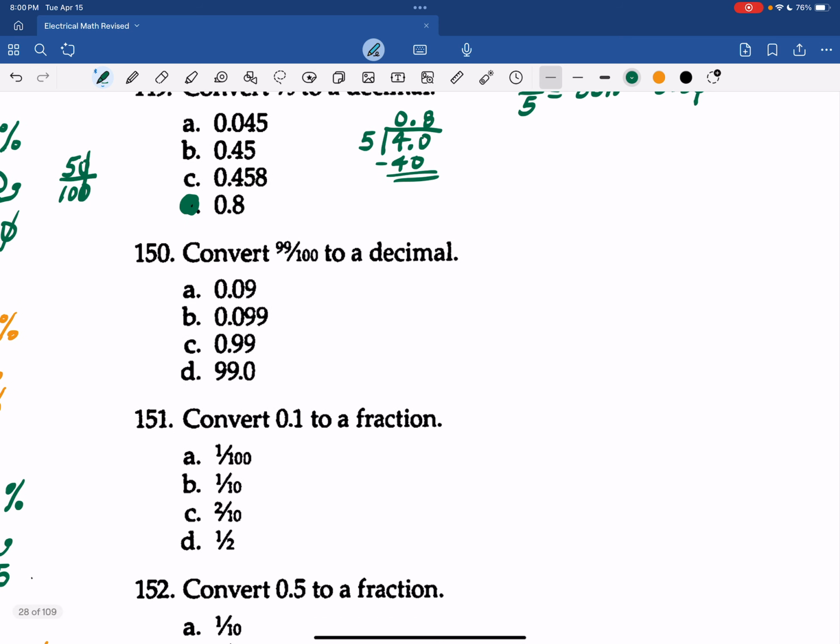This one, don't let it get you upset. If you know how to read decimals, you know how to do this. 99 hundredths. I'm going to write it out. 99, that's your numerator, hundredths. So that's 2 places. If I have a decimal and I have 2 places and I put a 99 in it, I've got my answer.